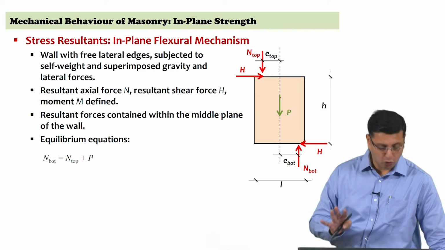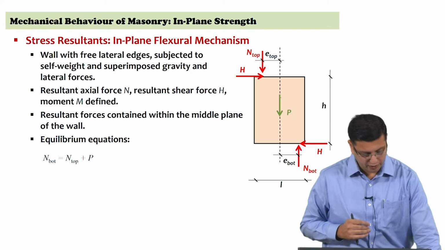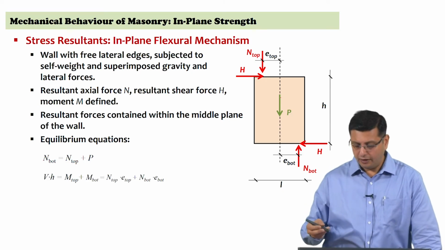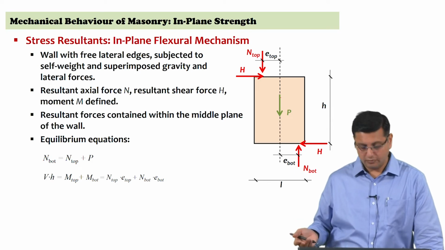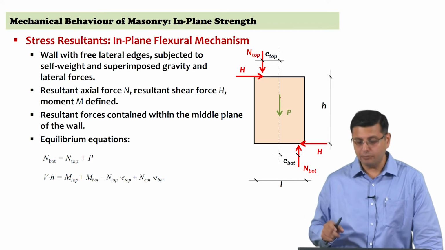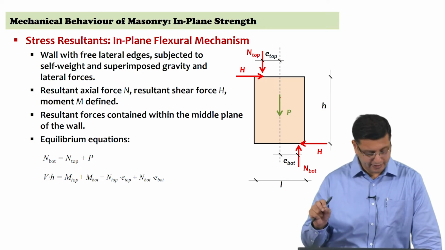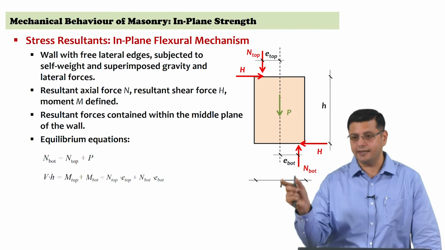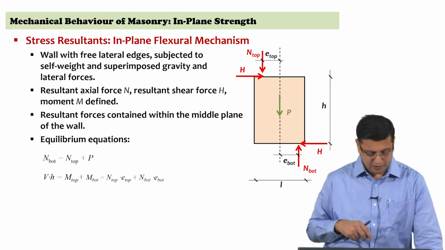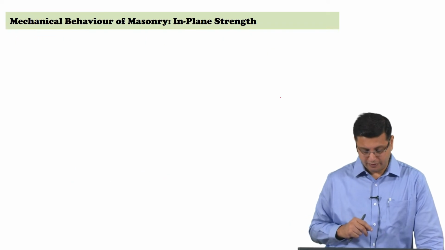So, though we are working on stress resultants, you have to be very careful about where we are defining the failure in the wall itself. The lateral force into the height of the wall is equilibrated by the moment at the top and the moment at the bottom, and here the moment at the top and the moment at the bottom are represented as the axial force resultant at the top into the eccentricity at the top, and the axial stress resultant at the bottom into the eccentricity at the bottom itself.